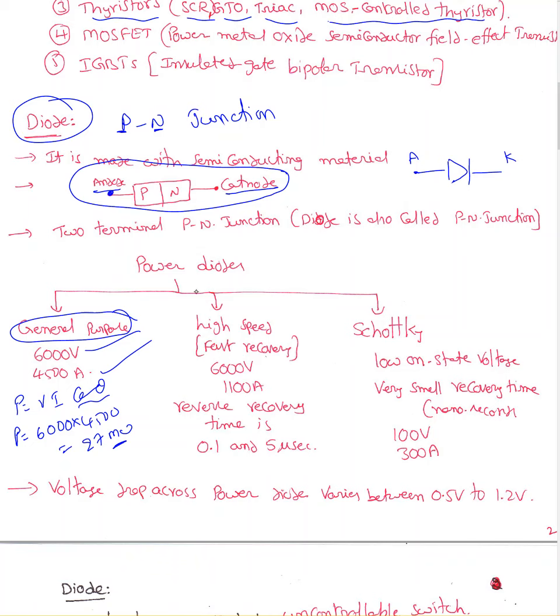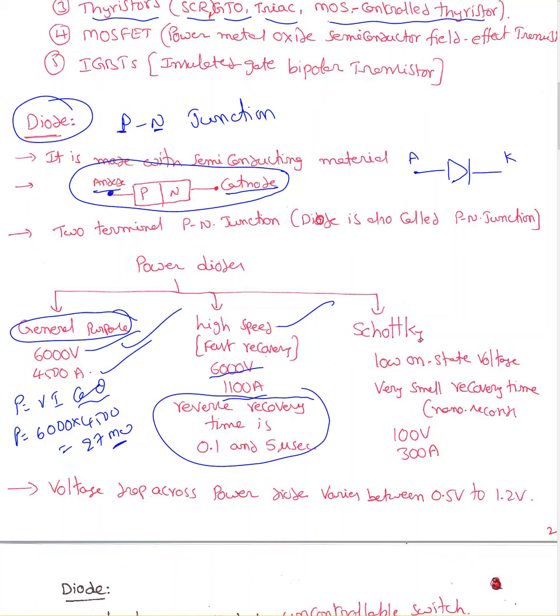When it comes to the diode, there are three categories: one is general purpose, another one is high speed, meaning how fast they can recover. They can handle up to 6000 volts and 1100 amperes. When we say high speed, the reverse recovery time is around 0.1 to 5 microseconds. What is reverse recovery time? I'll talk about it down the line, maybe in 3-4 minutes.